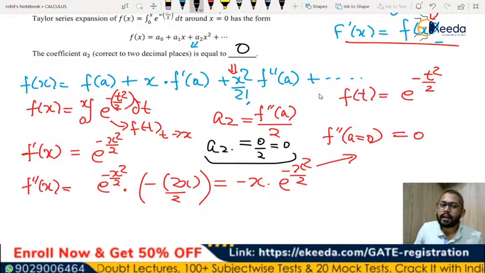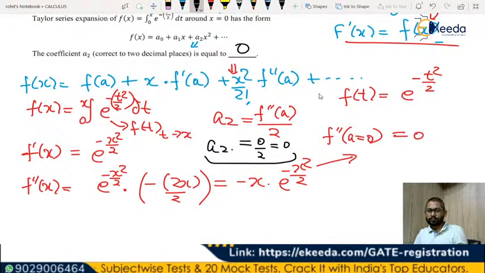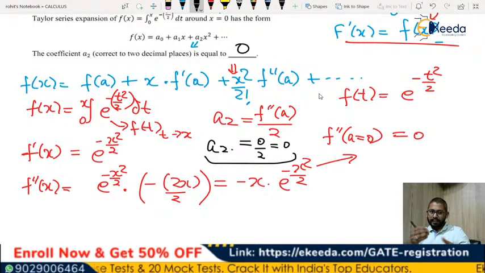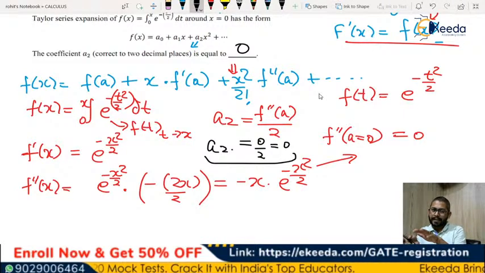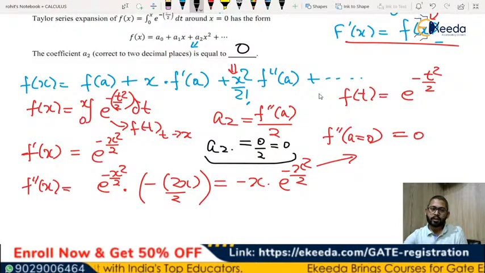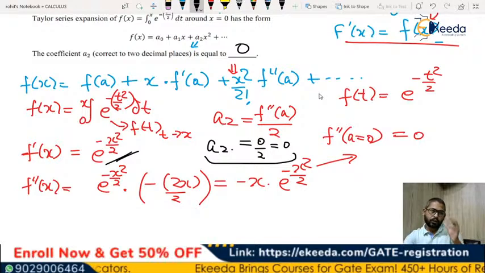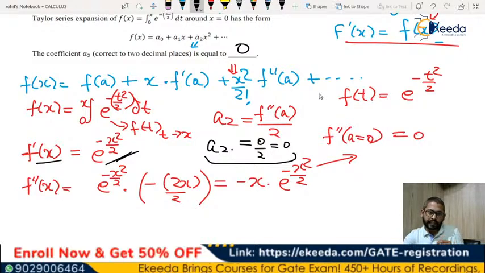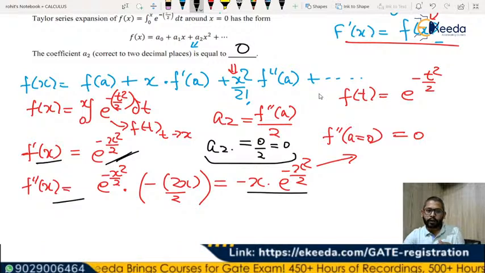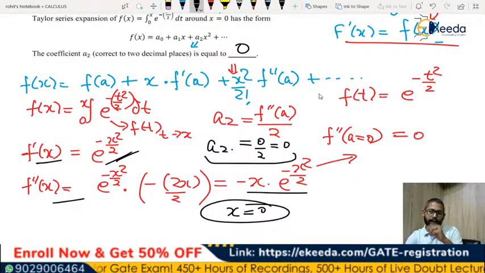Getting my point? F of x is the integration of e to the power minus t square by 2. And then the first derivative will become the function itself. You can replace t square with x, or you can replace t with x, I'll say. So that's what we have done here. We have replaced t with x to get the first derivative, and the second derivative is this one, and putting x equal to 0, because that is where the point of expansion is, we have been asked.